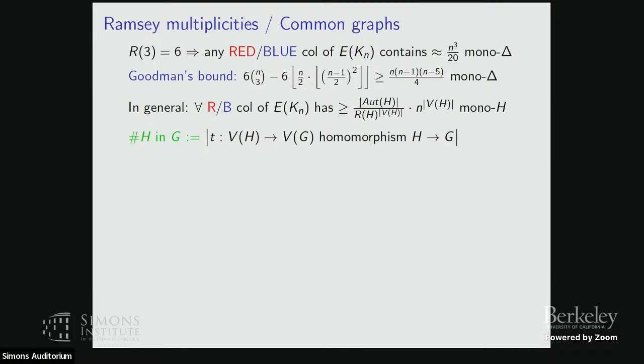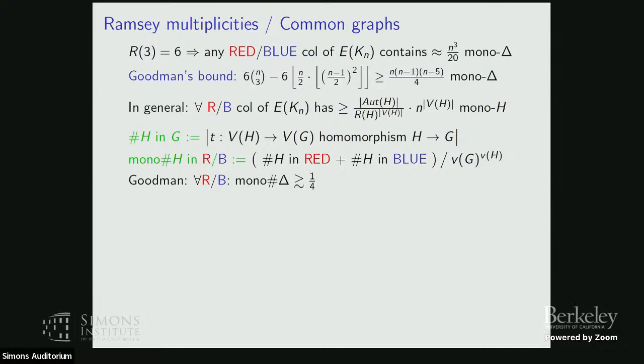So for this, let me count the number of copies in G simply as the number of homomorphisms from V(H) to V(G). And then the monochromatic count in a red-blue coloring of a complete graph is just the number of copies in the red graph plus the number of copies in the blue graph, normalized by the total number of maps.